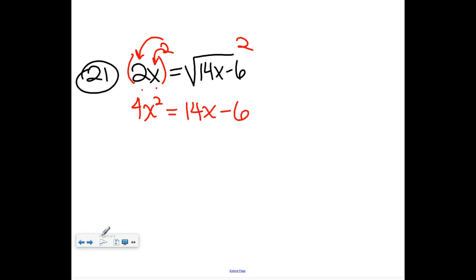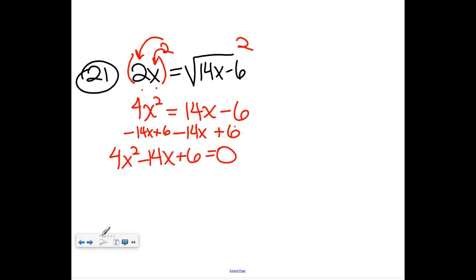Okay. We see we have an x squared and we have extra junk, so we know we're going to have to factor, and to be able to factor, I have to make this right side equal 0. So I'm going to minus the 14x, and I'm going to add over the 6 here. Reminder, we do not want to do anything with this x squared because we want to make sure that stays positive. So now I have 4x squared minus 14x plus 6 equals 0.